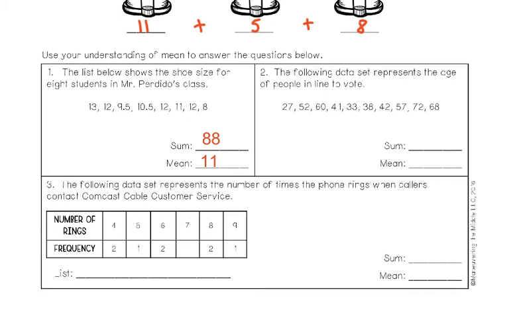Let's look at number 2. The following data set represents the age of people in line to vote. I want you to try to find the mean all by yourself. So pause the video, find the sum of the sample, and divide by the number of people in line. Press play whenever you're ready to check.